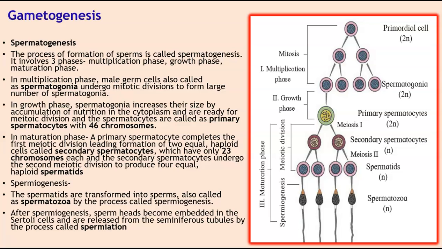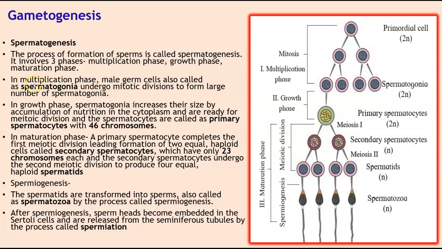Each seminiferous tubule is lined by a single layer of cuboidal epithelial cells called germinal epithelium. Now students, these cells of the germinal epithelium undergo spermatogenesis to produce sperm. The process of spermatogenesis involves three phases, namely multiplication phase, growth phase, and maturation phase. Let us have a look at each of these phases.